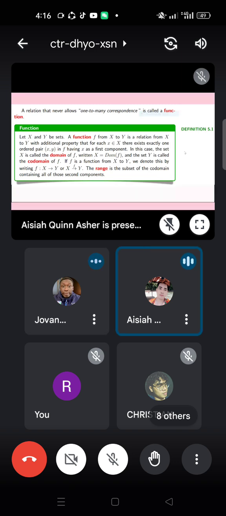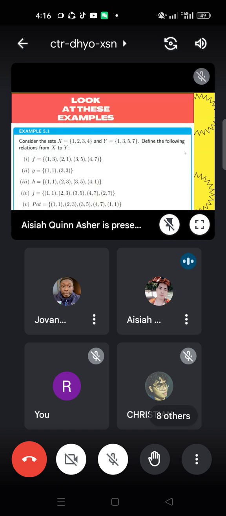So let's have an example. Consider the sets x is equal to 1, 2, 3, and 4, and y is equal to 1, 3, 5, 7. We are going to define the following relations from x to y. I have 5 examples. For f, it has 4 ordered pairs: (1, 3), (2, 1), (3, 5), and (4, 7).